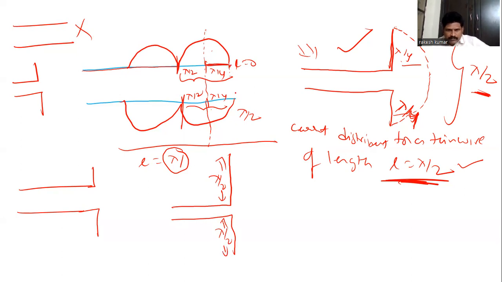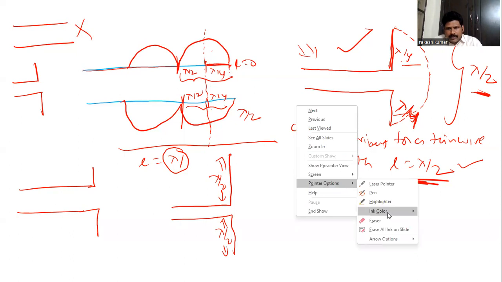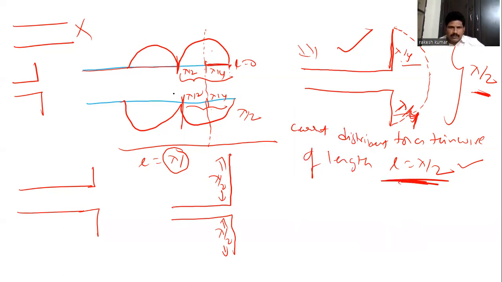At L is equal to 0, the current is 0. You want to consider the current radiation from here to here. So this is for L is equal to lambda by 2. The bottom also has the same current. So this is for L is equal to lambda by 2. So this is this curve.